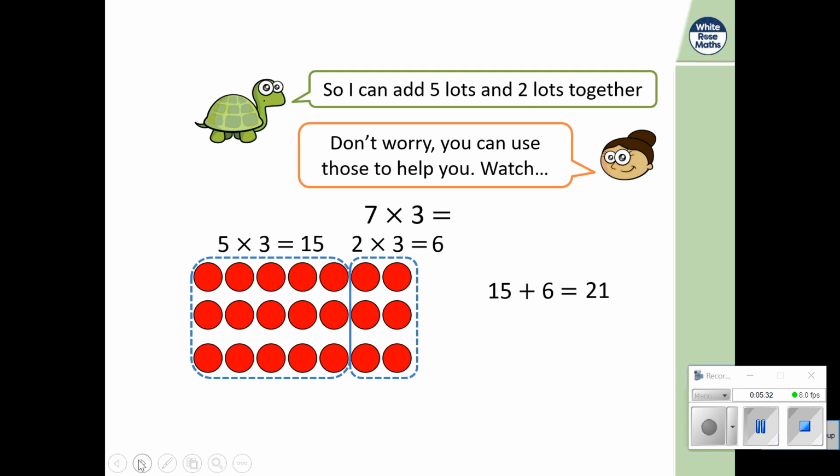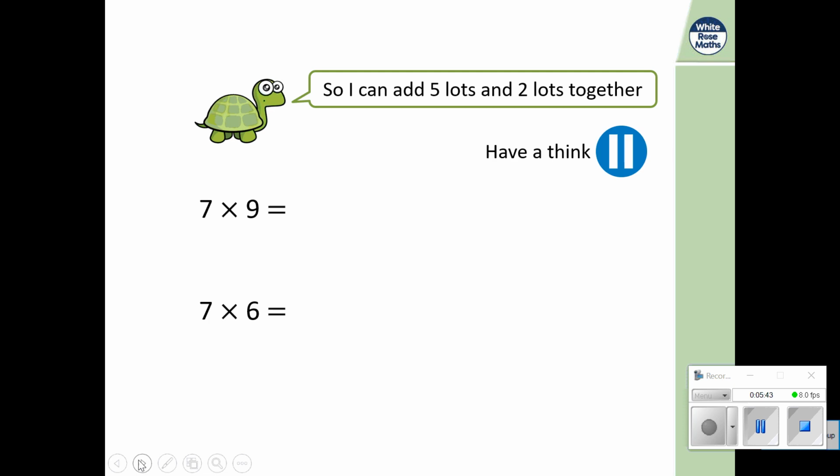So you can see that very clearly in the array. If you've got 7 times 3, we're going to have 5 times 3, add 2 times 3. Okay, and the answer is 21.